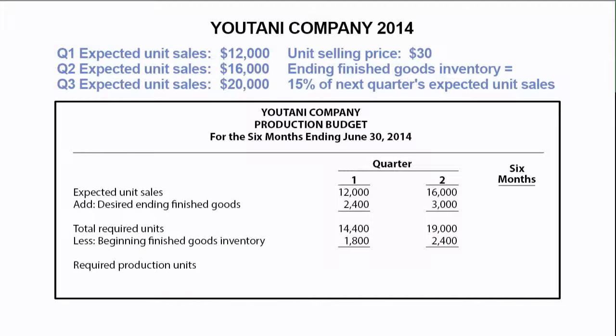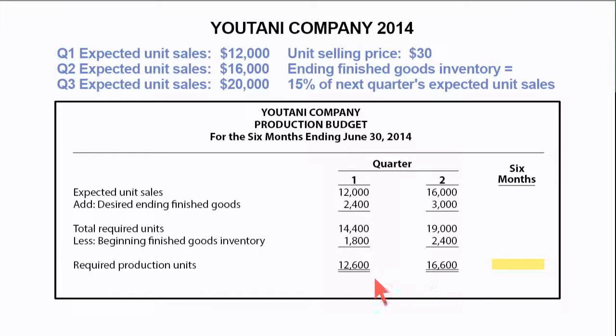Okay, we're almost done now. Next step, what are the required production units for Q1 and Q2? For each quarter, we simply subtract beginning finished goods inventory from the total required units. For Q1, this number is 12,600. And for Q2, this number is 16,600.